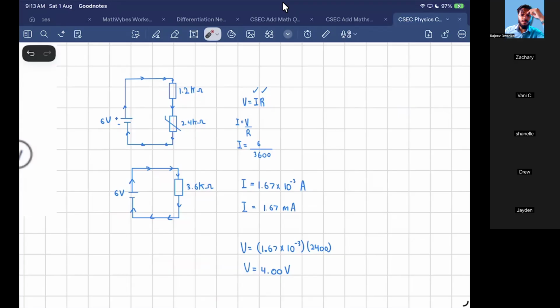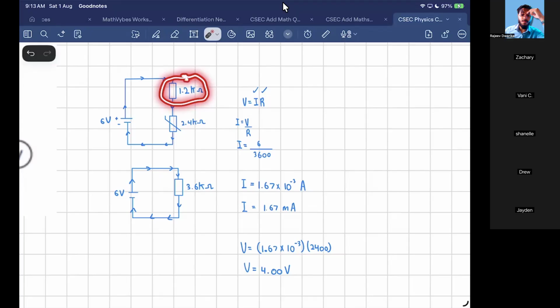Right. So did you all get the answer for the voltage drop across the 1.2k resistor? Yes, sir. 2.00. Okay, anybody else? Same answer, sir. I get 2.0042. Vani, how would I find the voltage drop across that resistor? So we'll use V is equal to IR, and I get V equals 1.67 by 10 to the power negative 3 times 1200, and when you multiply it, you get 2.1.